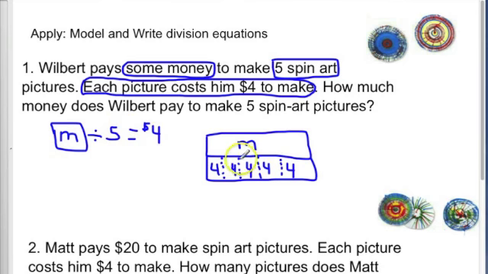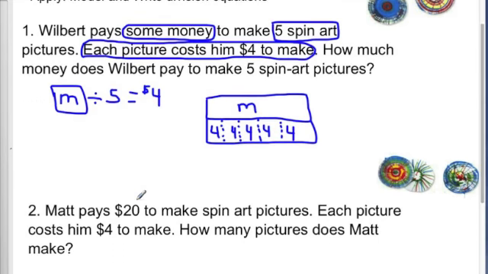M divided by 5. Remember, I need to show that they have 5 parts. 1, 2, 3, 4, 5. And $4 represents the cost for each of those 5 spin art pictures. Let's look at another example.